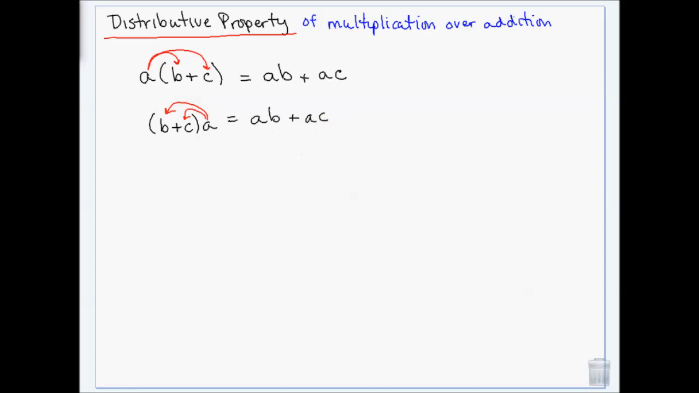The most often what you see for the distributive property is you'll see something like 3 times 2x plus 6. This is what you see a lot of in algebra. And so I take that 3 and I multiply it by the 2x and I multiply it by the 6. So 3 times 2 gives me 6, so 6x, and then 3 times 6 is 18.